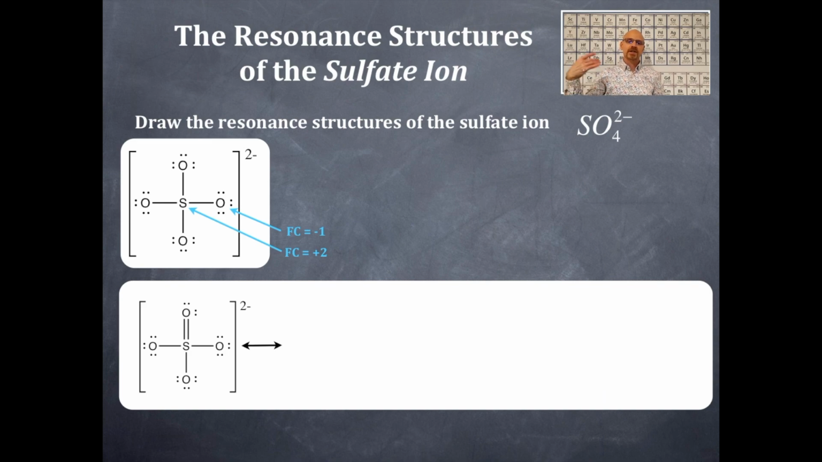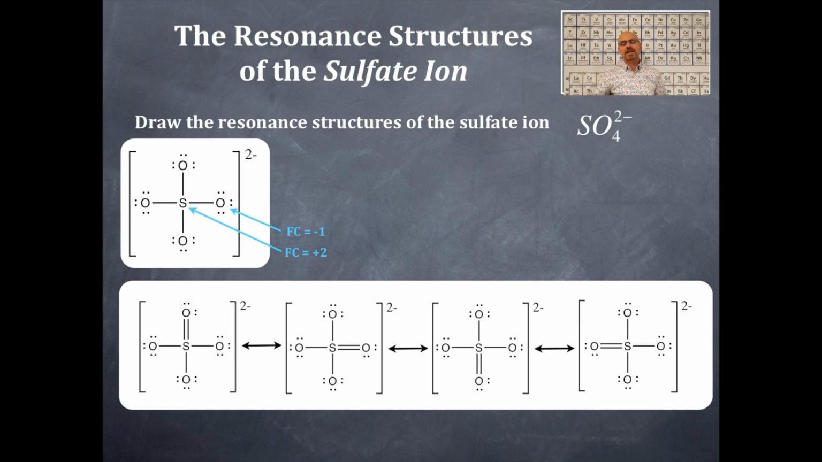So here's one, here's another one, here's another one, and whoa, look at that. There's 4 of them because there are 4 singly bonded oxygens. We have rotated this molecule 1, 2, 3, a total of 4 times back to the original one.